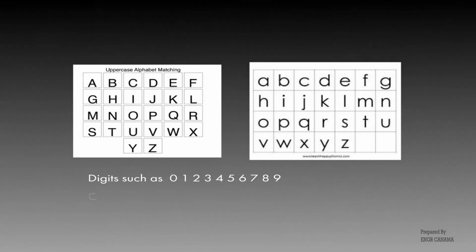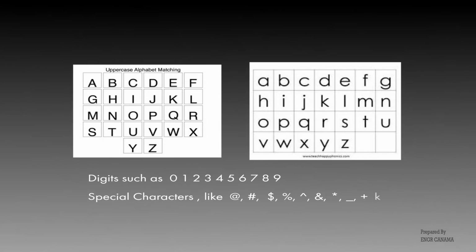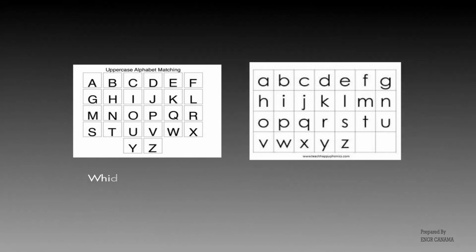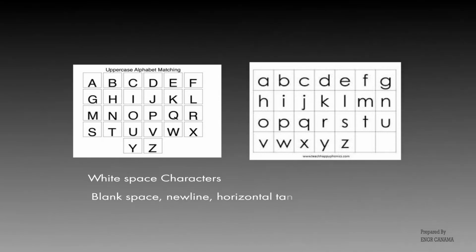Digits such as 0, 1, 2, 3, 4, 5, 6, 7, 8, 9. Special characters, like @, #, $, %, ^, &, *, _, +, etc. White space characters: blank space, new line, horizontal tab, carriage return, and form feed.